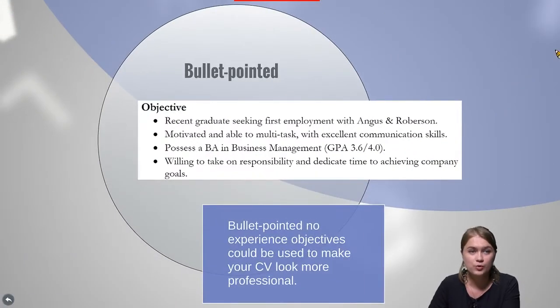Of course, we can also use bullet points for graduate students in case there's not much experience that the person possesses and the CV is quite short and we want to make it look more impressive. We want to spread our objective around and talk about what kind of job we're looking for, what are our qualities and our degree, and maybe mention our GPA if it's more than 3.6, which is quite impressive out of 4. And the last part would be what we can do to help the company achieve its goals.